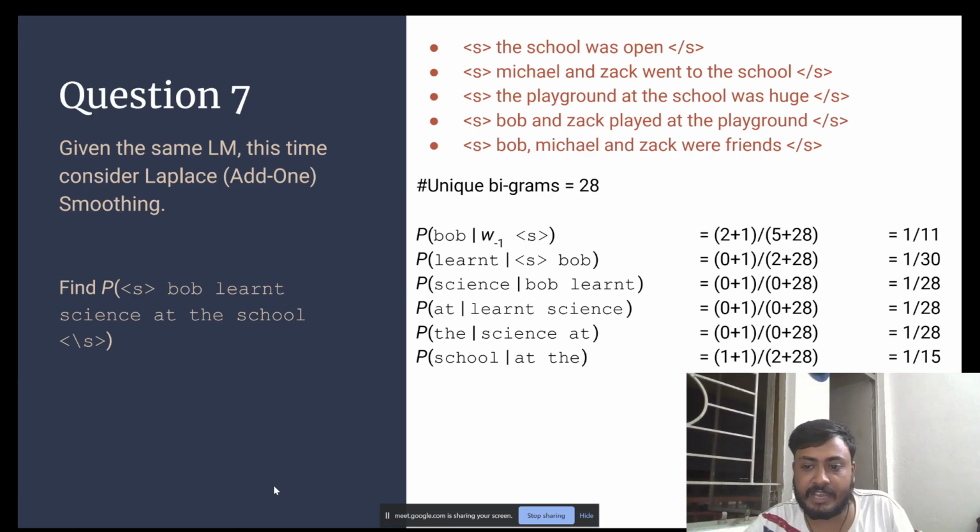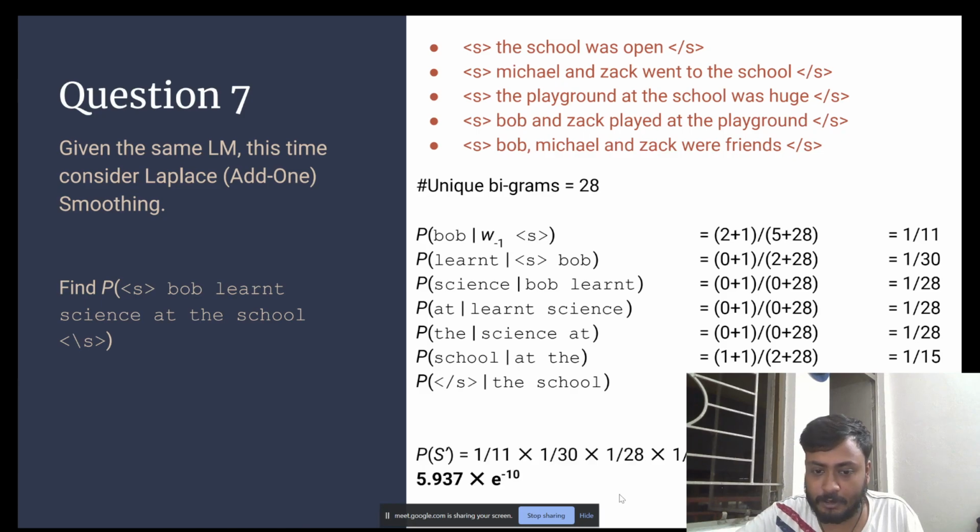At the. So there are some examples of "at the". So the playground at the school, and Bob and Zach played at the playground. So "school" comes one time after "at the". So you have this 1 by 15. And this is the last one. Alright. So we calculate probability in the same way. You just multiply them together and that gives us this value.